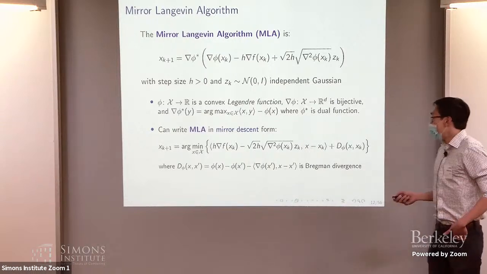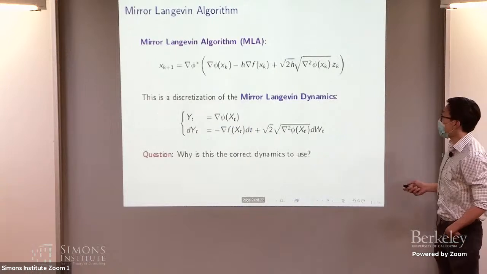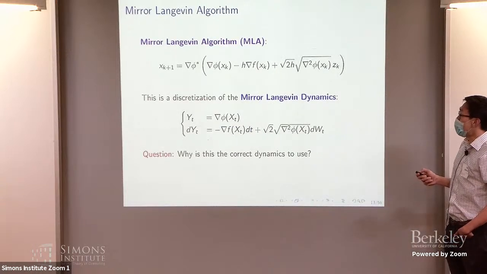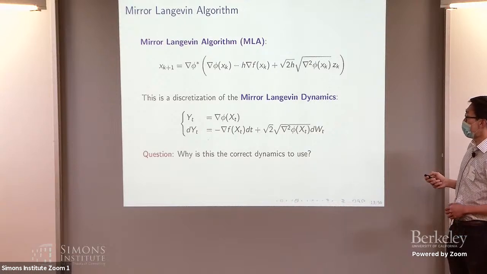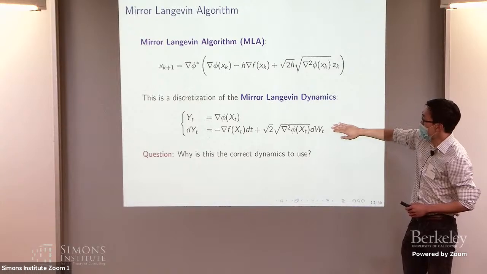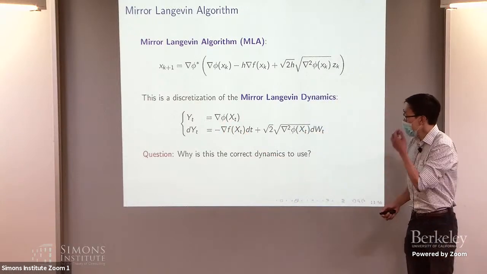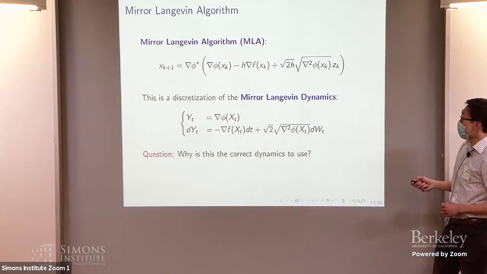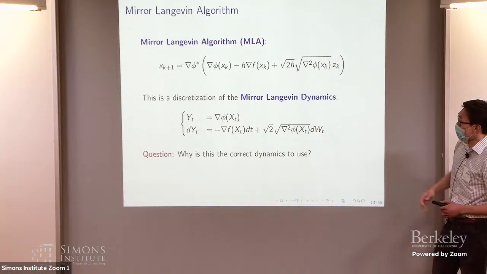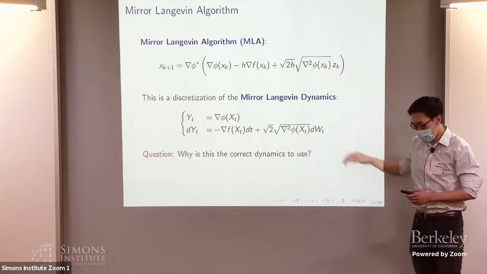And you can ask, why do you need to add this? Where does this come from? It turns out that one way to say it is that this comes from discretizing what's called the mirror Langevin dynamics in continuous time, which is the following stochastic differential equation in terms of y, which is the gradient of phi of x. So this looks somewhat nicer because now we don't have the step size, but then you can still ask, why is this the right dynamics to use for sampling? Where does this come from?